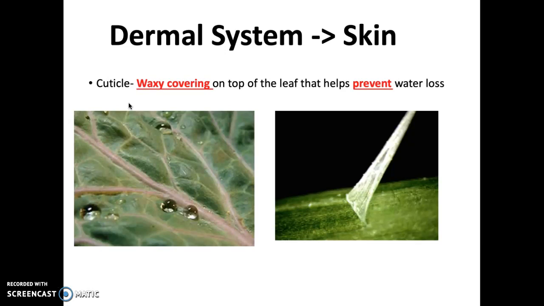Plants that live in the desert, you can actually see that they have a thicker cuticle layer, or a thicker dermal system. And that's because they need to store that water inside of them for a long period of time. So their dermal system is a lot thicker than you will see on other plants that don't live in deserts, that live in more tropical areas.